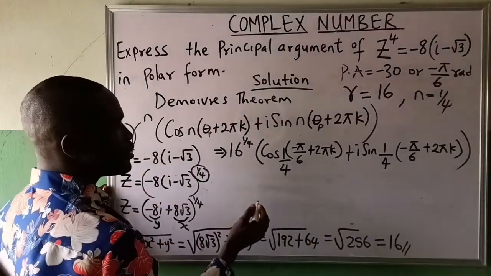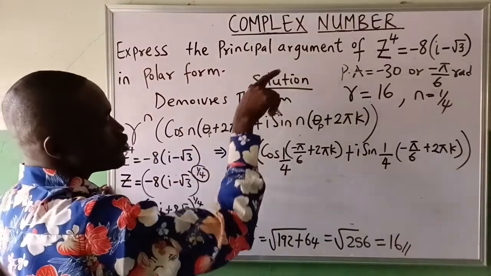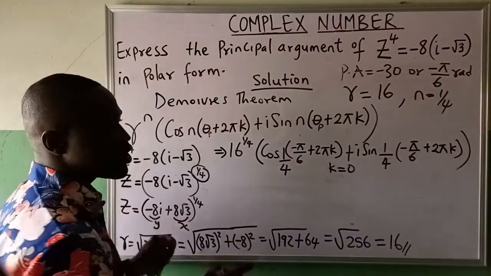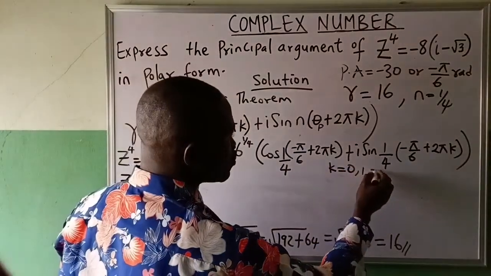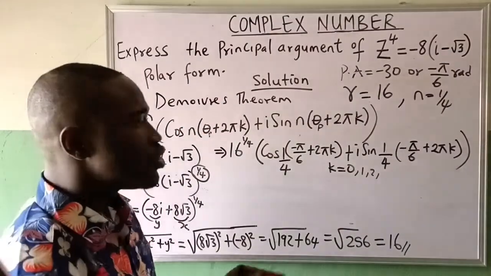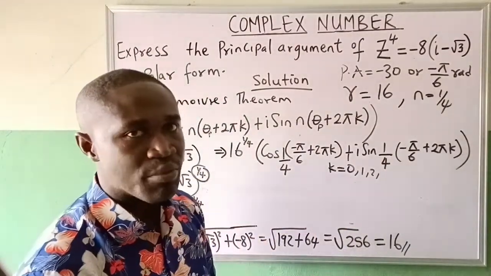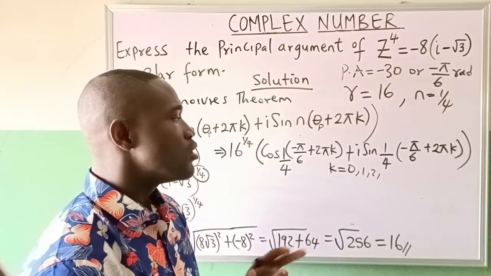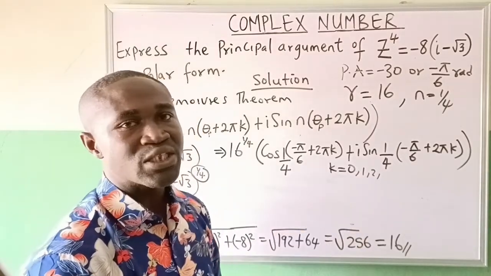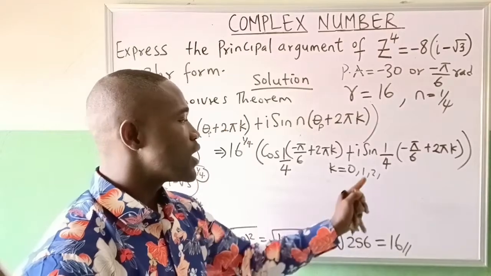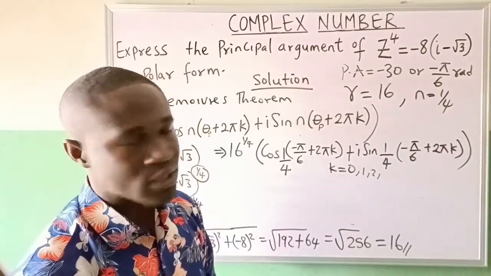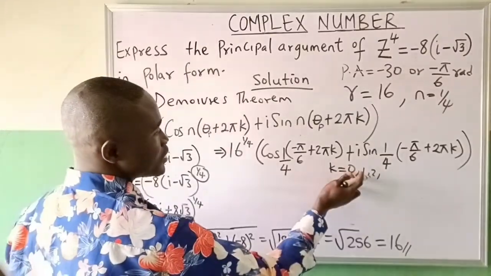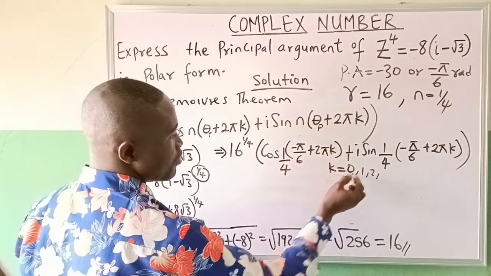So when you have it to this point, the principal argument of a complex number is gotten when k equals 0. This is because k ranges from 0, 1, 2, 3, and so on. So when k is 0, we are getting the first argument, called the principal argument. But when k is 1, what you are getting is called the second argument. When k is 2, what you are getting is the third argument. So the question says find the principal argument. So what we do is say when k is 0, that is the principal argument.